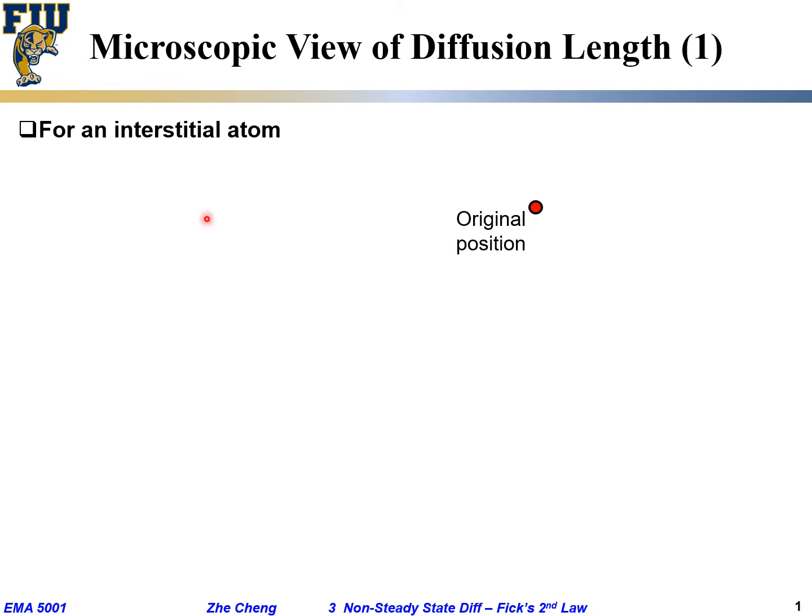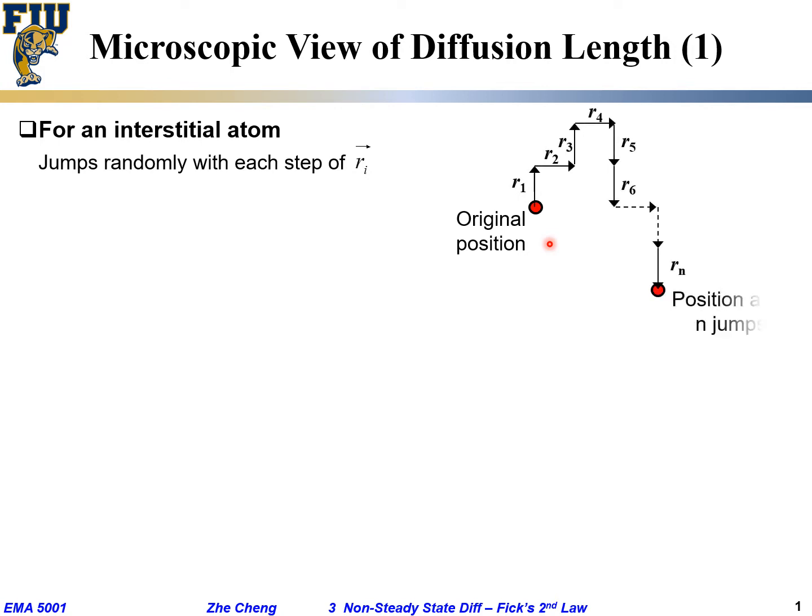Okay, so let's say we are dealing with interstitial diffusion, the diffusion of carbon within iron. Let's say the atom is initially at this location, and then it jumps interstitially. It's jumping from its original location to the neighboring vacant interstitial site and randomly continues, right? Let's say it jumps for n steps.